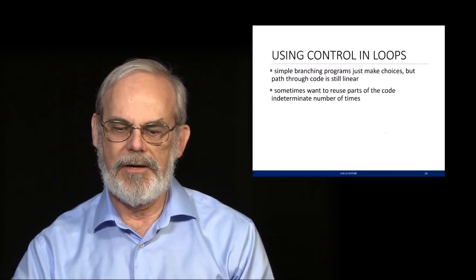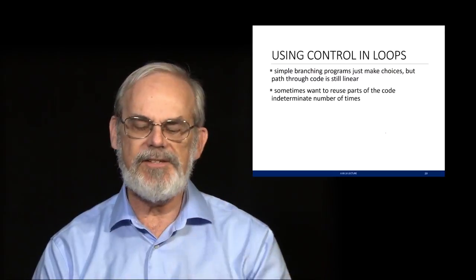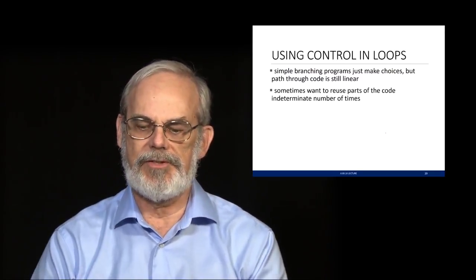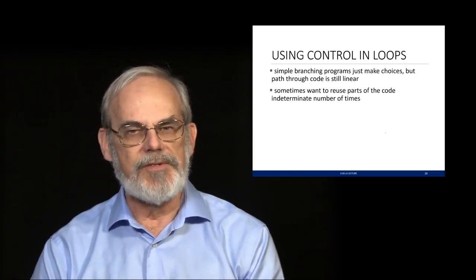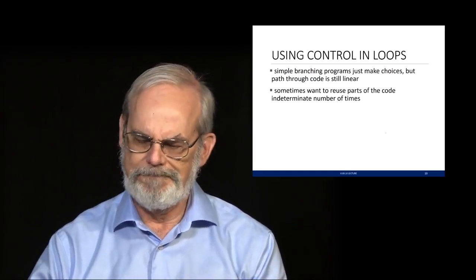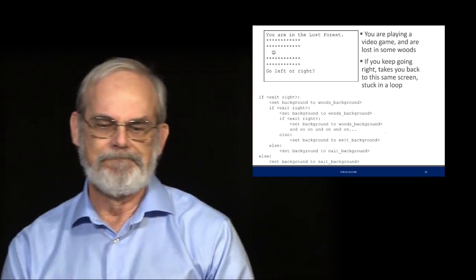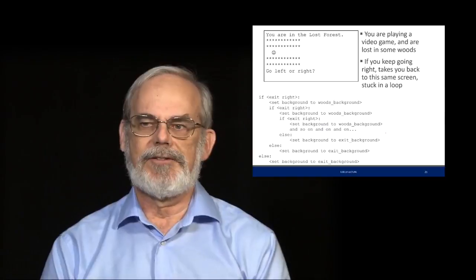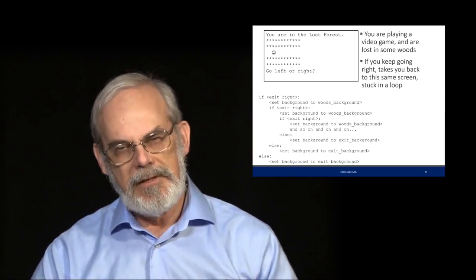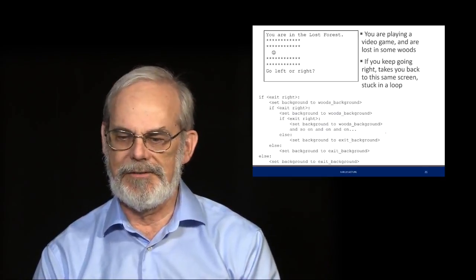And let's think about where that might actually not help the way I'd like. As I said, simple branching programs just make choices. Sometimes, though, I might want to do something over and over and over again. How would I do that? Well, imagine you're writing a simple little video game. And part of that game has a character that gets lost in some woods. And I agree the graphics here aren't great, but you get the idea. I'm stuck in a set of woods.